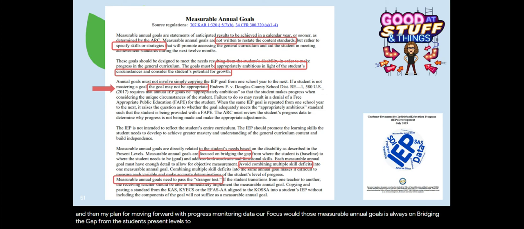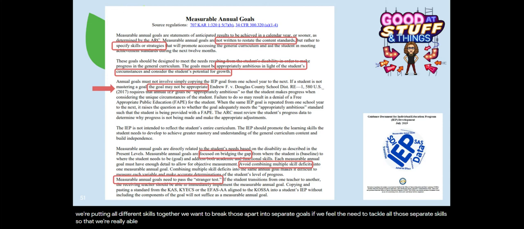And a key part in that bottom paragraph, the middle box, talks about avoiding multiple skill deficits in one goal. So we don't want to do what sometimes people call the fruit bowl effect in a goal, where we're putting all different skills together. We want to break those apart into separate goals if we feel the need to tackle all those separate skills, so that we're really able to hone in on the data and make sure we know if the student is making progress.